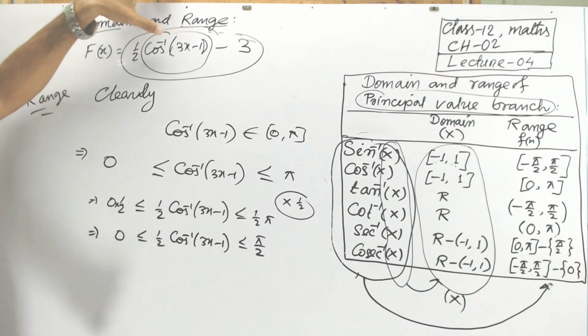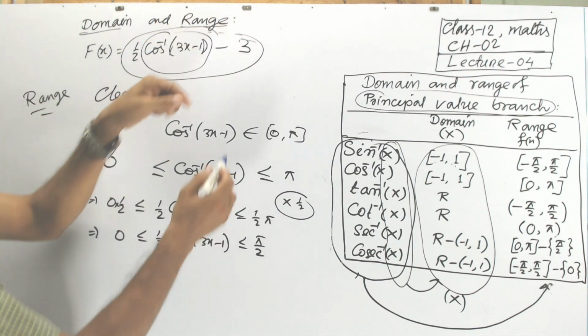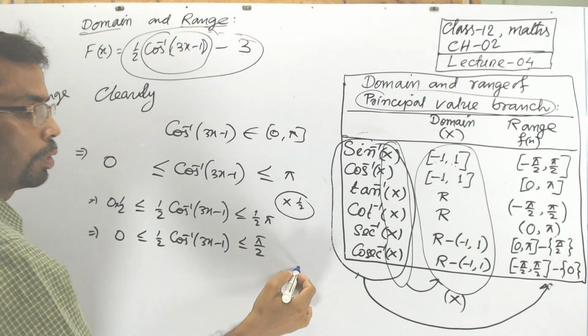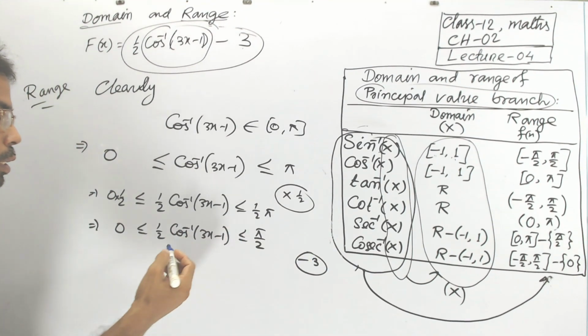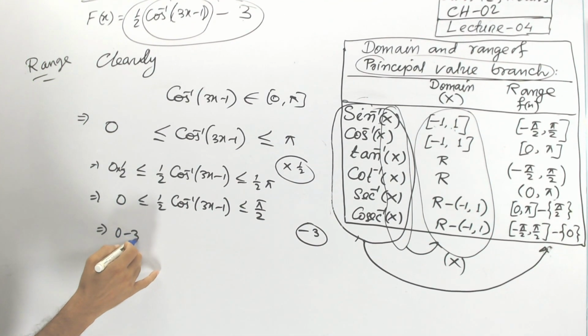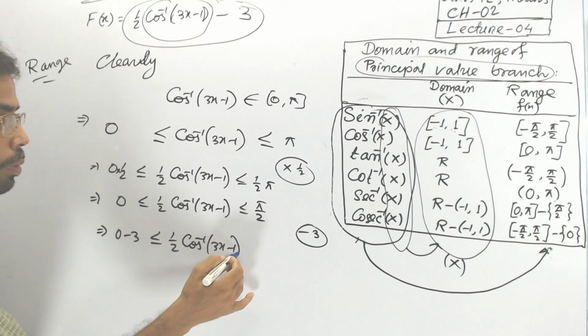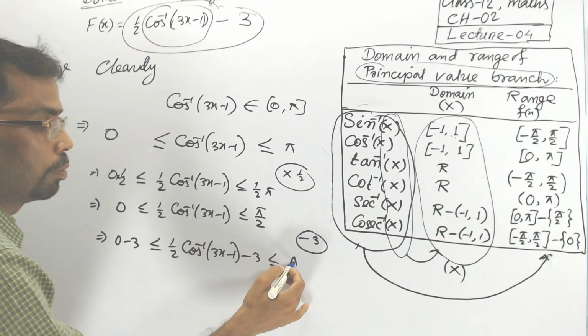Then I have to make minus 3. This minus 3, the whole function anyhow I have to make here. So I need minus 3. For that I will subtract 3 from each term. 0 minus 3, second term also minus 3, and third term also minus 3.